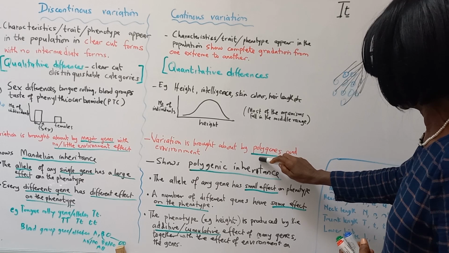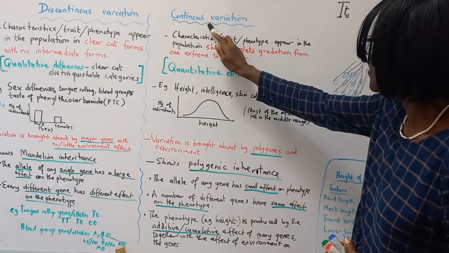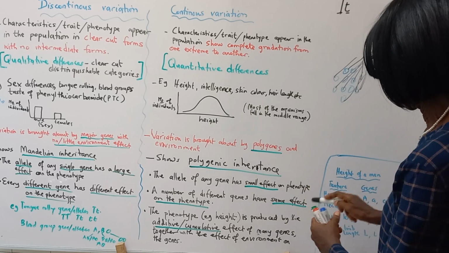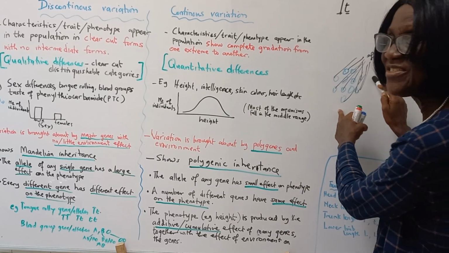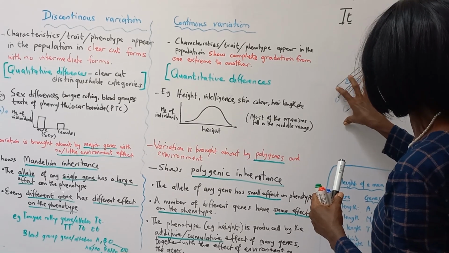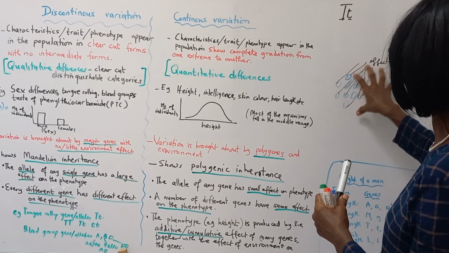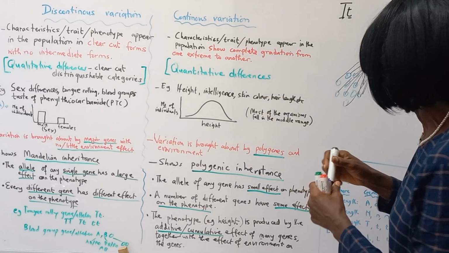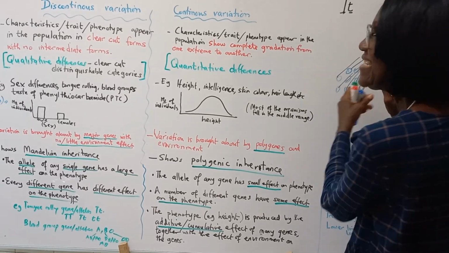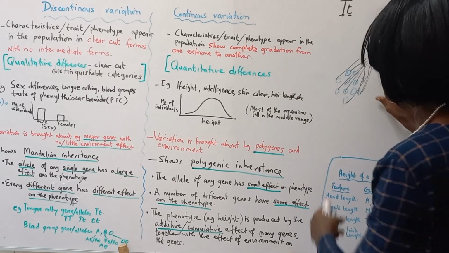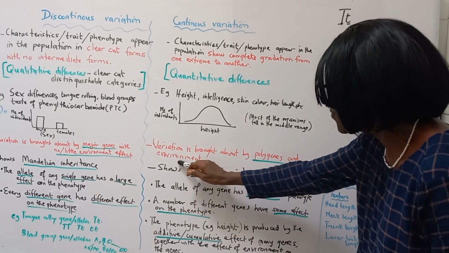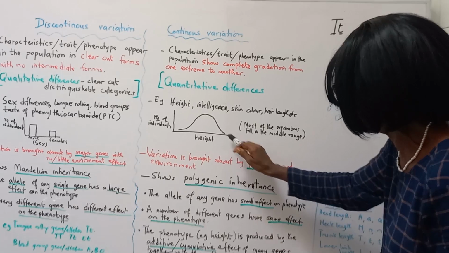For instance, we say continuous variation, you have height, and height is brought about by polygenes. We'll look at the example soon. If you have many genes coming together to produce one character, height, each of the genes produces an effect, and the cumulative effect will bring out the character. But the environment also has an effect on producing the character.